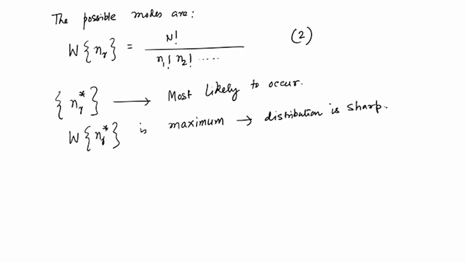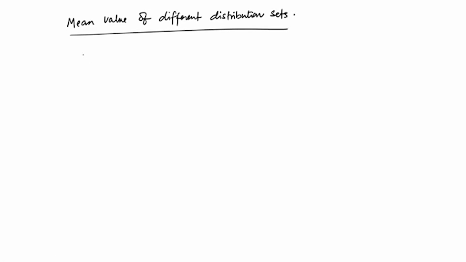All right. So, now let us calculate the mean value. Let me go to a new page. Mean value of different distribution sets. So, what I mean by this is that what is N_R? That is the average value of the distribution. Mean means average. Whenever you see the word mean, it means average.